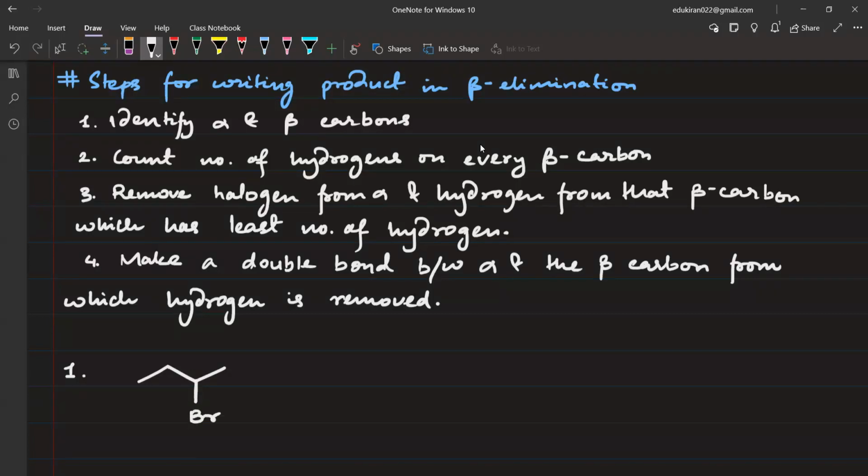Please don't write this. Okay, you have 1, 2, 3, 4. You'll look at the reagent, alcoholic KOH. So obviously this is an elimination reaction. Okay. Now tell me which is the alpha carbon, guys, in the chat. Which is the alpha carbon?